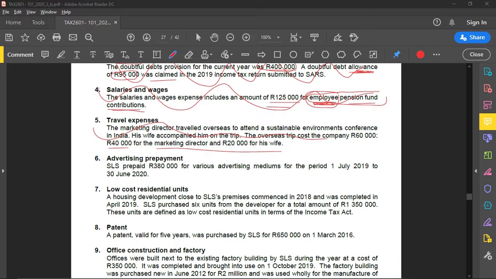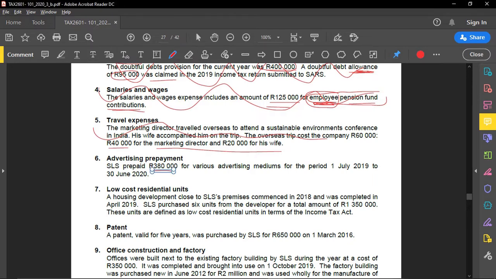Okay, what does it say here? Advertising prepayment, okay? The business prepaid 380 for various advertising mediums, all right, for the period 1 July to 30 June. Okay, July to June 2019 to 2020 is a full year, so 12 months. All right, that's important to note. Okay, so I've got 12 months here.